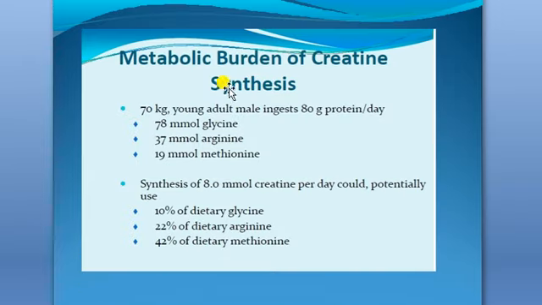Next, this is the metabolic burden of creatine synthesis. So 70 millimoles of glycine required, 37 millimoles of arginine required, and 90 millimoles of methionine required. An adult male ingests 80 grams of protein per day. Synthesis of 8 millimoles of creatinine per day could potentially use this. So these are the calculation parts.